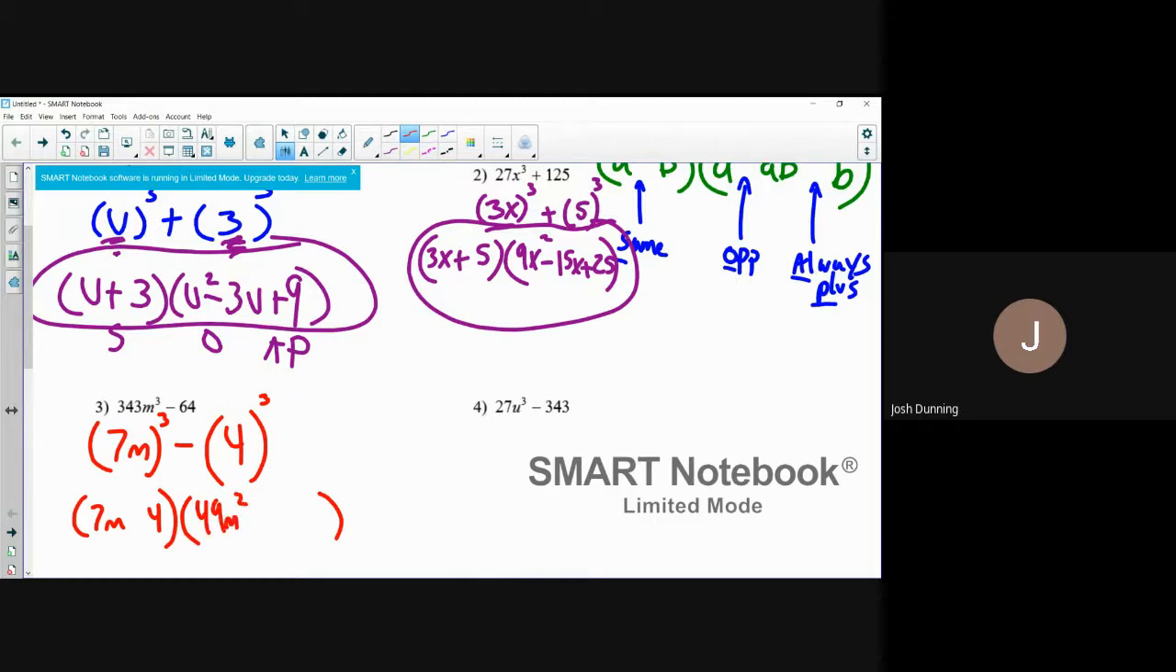Then multiply the two things in the parentheses together, 28m. Then square the second. 4 squared is 16. Same, this time it's minus. Opposite plus, always plus.